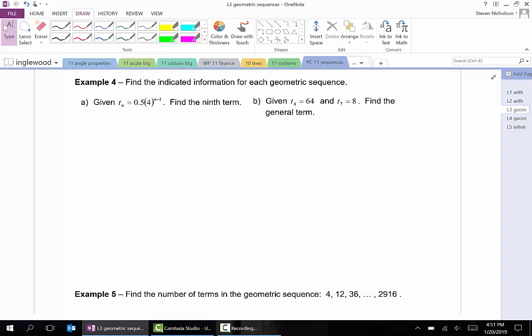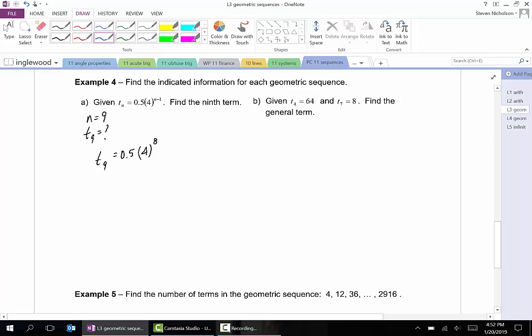So in this first example right here, we want to figure out the 9th term. Here's the information we have. And in this example, it's all written. T of 1 would be 0.5. R would be 4. So that would all be set. But this one, we're just given the 9th term. So this would be 0.5 times 4 to the 9 minus 1, which is power 8. Now, in this example right here, if you punch this into your calculator it would do all the work for you, and that's a good thing.